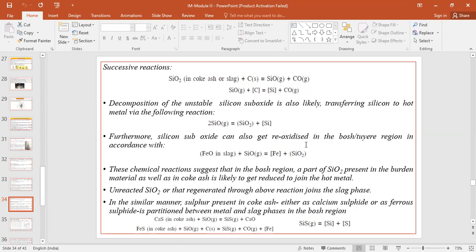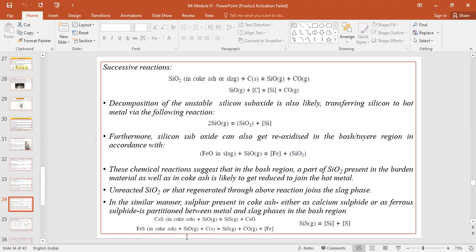In a similar manner, you can see the sulfur, whatever is present in the coke ash, because coke ash is a major source of sulfur. So it is basically present in the form of CaS or FeS. Sulfur is always present in the combined form, either as calcium sulfide or as ferrous sulfide, and that will basically participate in the slag metal reactions in the Bosh region.